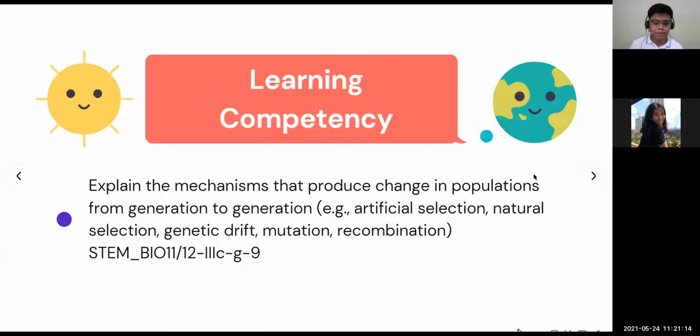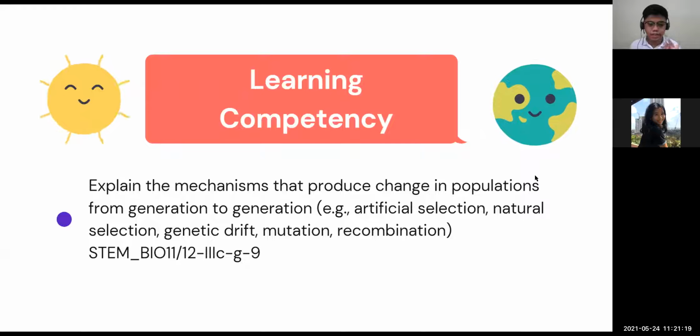So, the mechanisms that we will discuss are natural selection, genetic drift, mutation, gene flow, and migration. Those are the mechanisms that we will discuss.